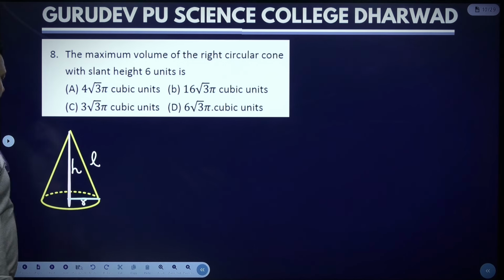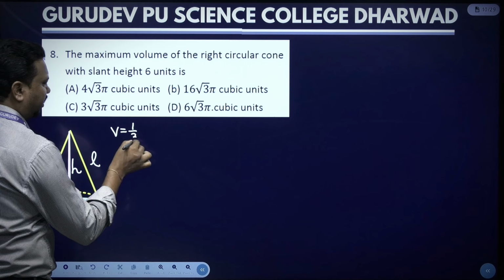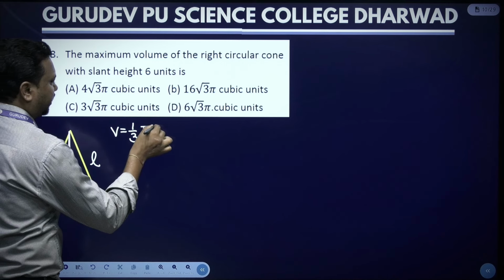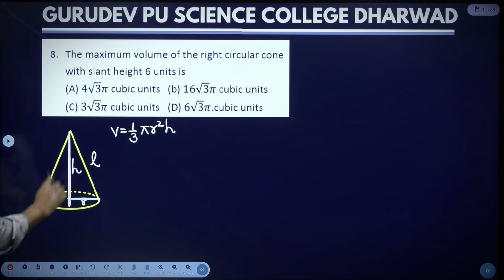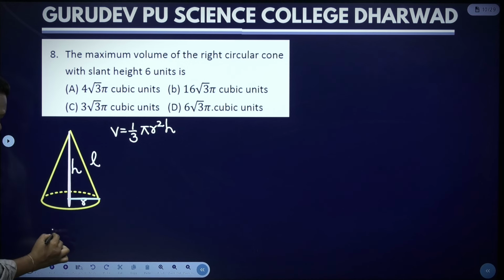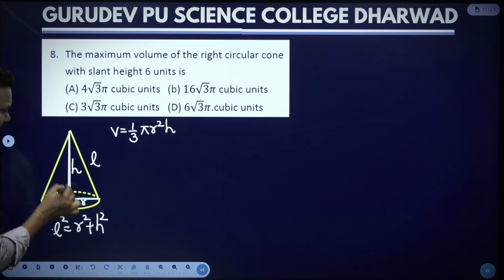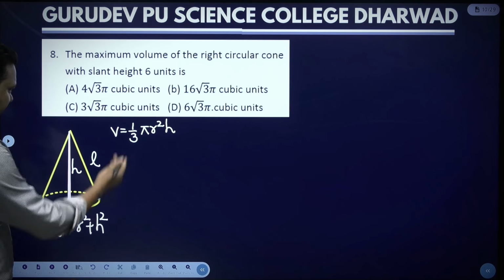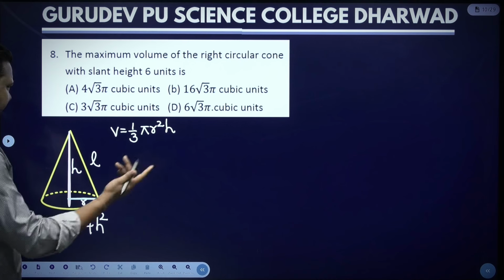Correct? And we know the volume formula. What is the volume formula? 1/3 of pi r square h. And what is the relation between all the three variables? L square is equal to R square plus H square, because you can observe a right angle triangle here. Done. So let me go for differentiating this volume, but the problem is there are two variables, R and H. So let me simplify to one variable.